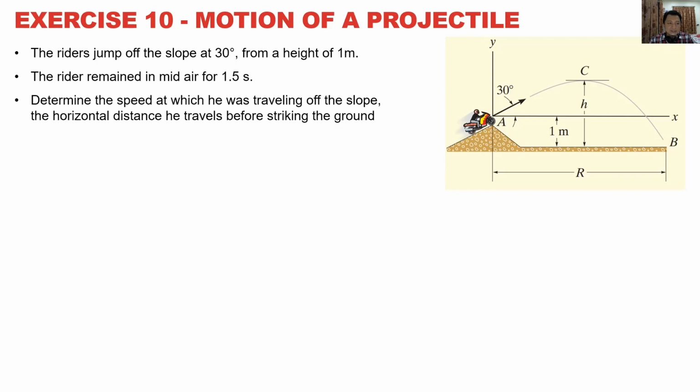The next question is this one. The rider jumps off the slope at 30 degrees from a height of 1 meter. The rider remained mid-air for 1.5 seconds. Determine the speed at which he was travelling off the slope, and the horizontal distance he travels before striking the ground. I suppose you should be doing this on your own. Try to solve this on your own first.